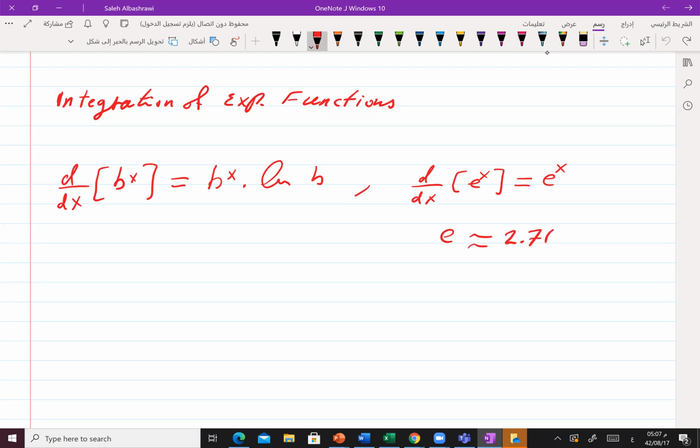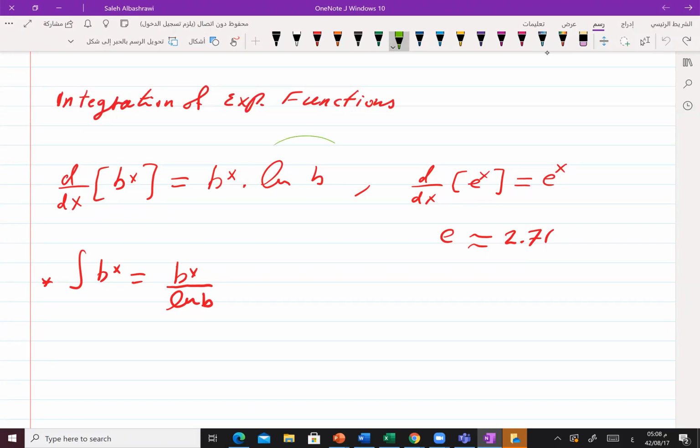Now for the integration, as we know, the integration is the opposite of the derivative. So if we want to integrate the exponential function, the integration of b^x is equal to, for the derivative, if we differentiate b^x, we will get b^x multiplied by ln of b. And since the integration is the reverse process of the differentiation, the integration of b^x will be b^x divided by ln of b.